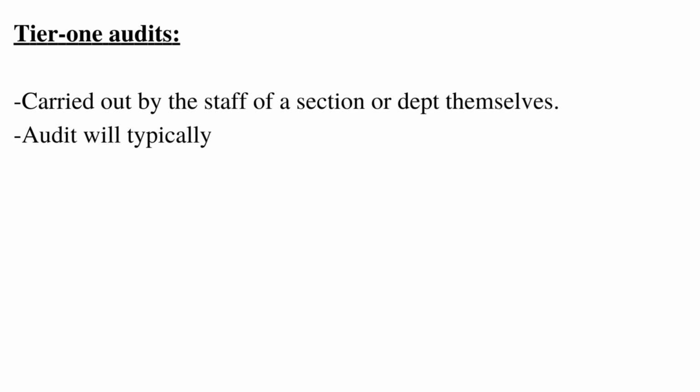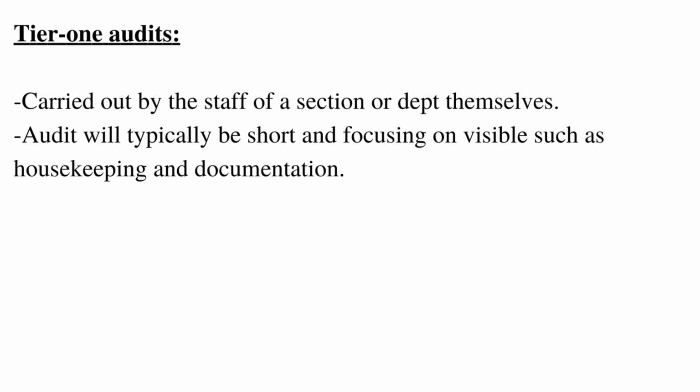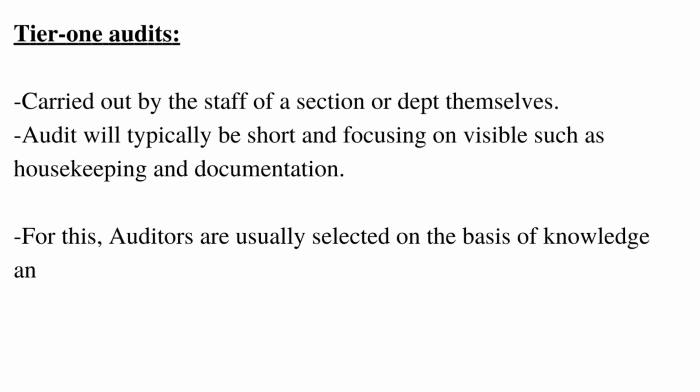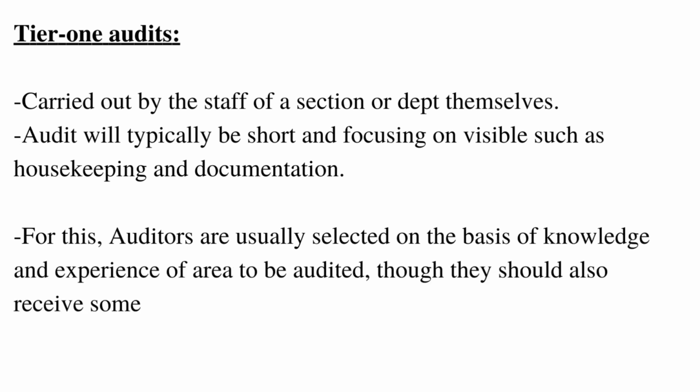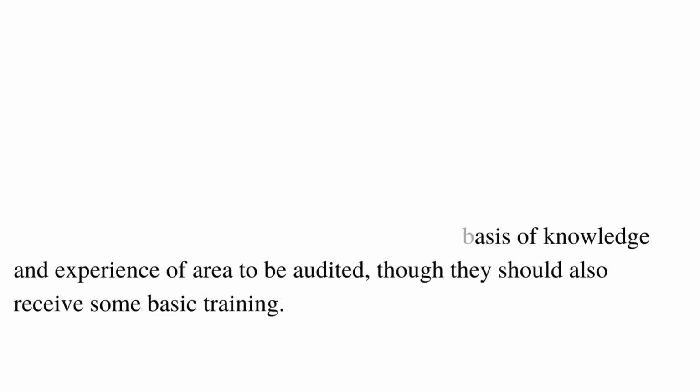Tier 1 audits are carried out by the staff of a section or department themselves. Audits will typically be short and focus on visible items such as housekeeping and documentation. For this, auditors are usually selected on the basis of knowledge and experience of the area to be audited, though they should also receive some basic training.